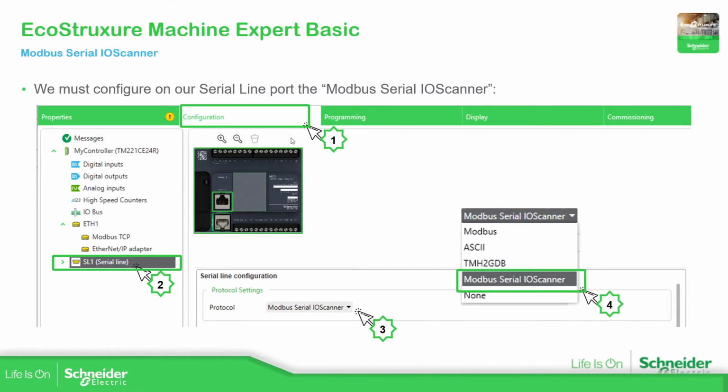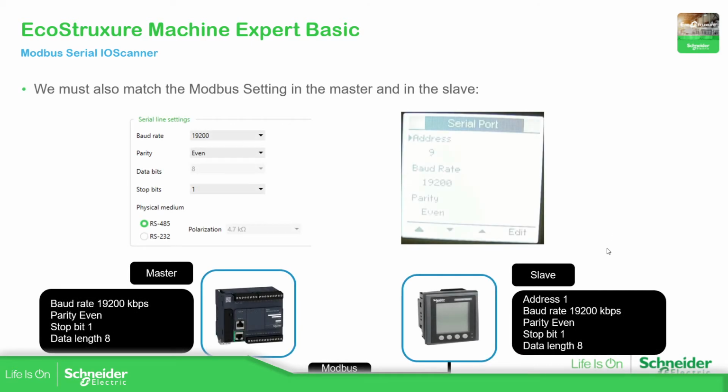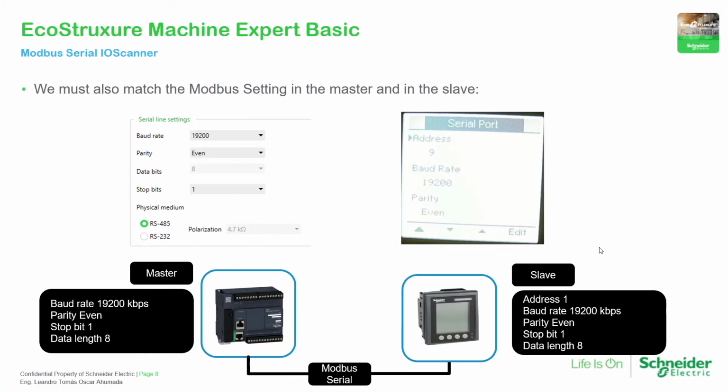In order to configure the serial line is easy. We just need to go to configuration, select the serial line port that we're going to use, and select the protocol, the Modbus serial IO scanner. Then change the view. What we need to check is that the serial line configuration matches the one that we have on the other side. Okay, you can see here the parity is correct and the baud rate is correct. This one is by default on the other side.